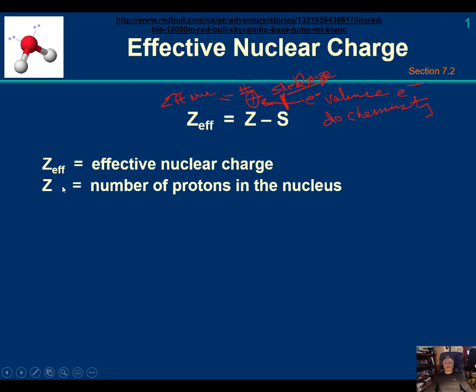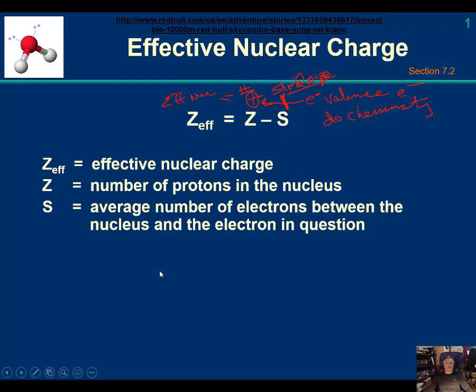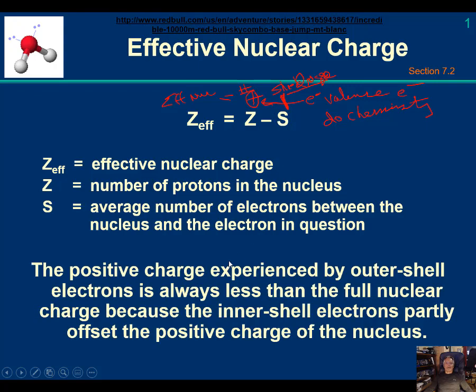The number of protons we just call Z, that's that term right there. S stands for the number of shielding electrons. Those are the number of intervening electrons between the nucleus and the electron of interest. That's generally going to be the valence electrons, the ones that do chemistry. And it just says this: the positive charge experienced by the outer shell electrons is always less than the full nuclear charge because the inner shell electrons partly offset the positive charge of the nucleus. Okay, so they get in the way.